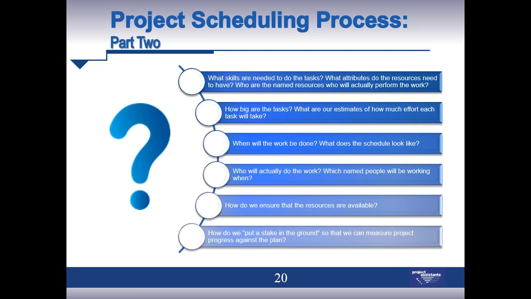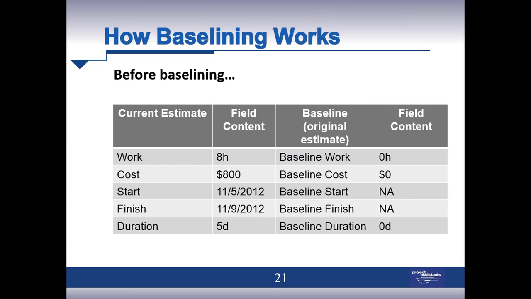And then finally, how do we put a stake in the ground so we can measure that progress? And we do that in MS Project through the concept of baseline. How does a baseline work? Well, before you baseline, you simply have the schedule. You know what your work is. You may know your cost, your start, finish date, your duration, etc. The baseline field will be empty.